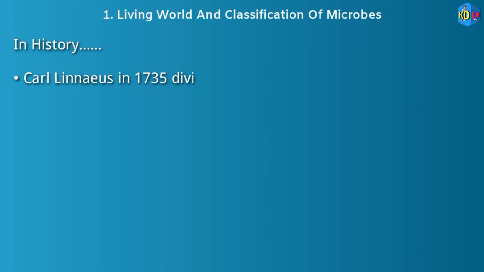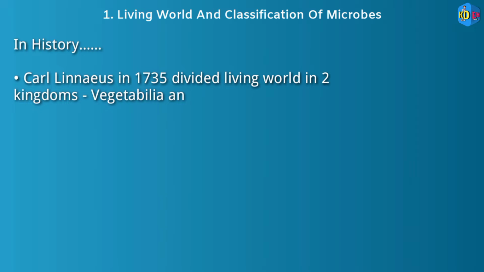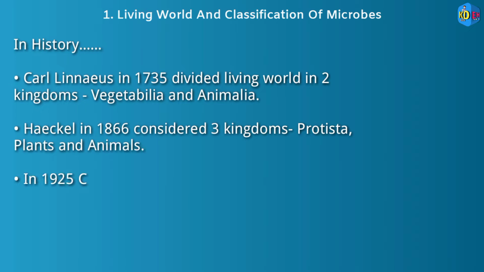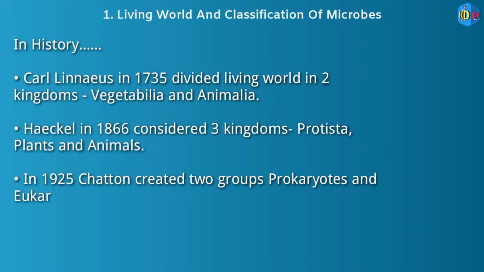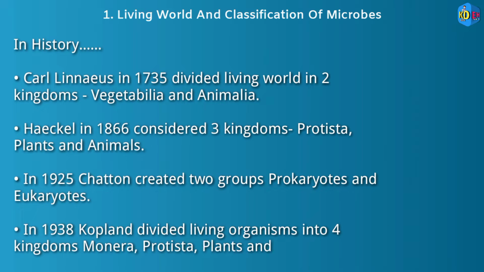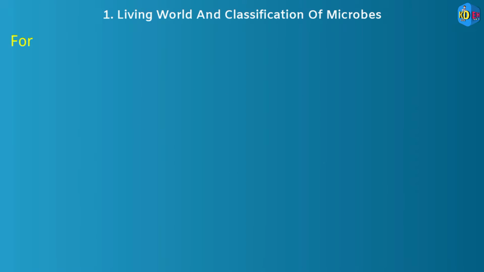In history, Carl Linnaeus in 1735 divided the living world into two kingdoms, Vegetalia and Animalia. Haeckel in 1866 considered three kingdoms: Protista, plants and animals. In 1925, Chatton created two groups, prokaryotes and eukaryotes. In 1938, Copeland divided living organisms into four kingdoms: Monera, Protista, plants and animals.